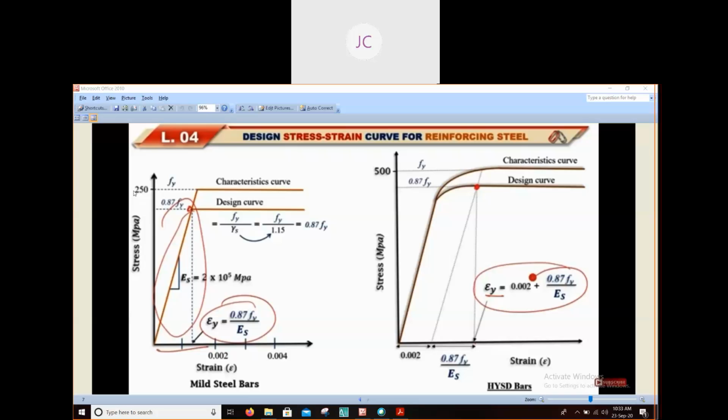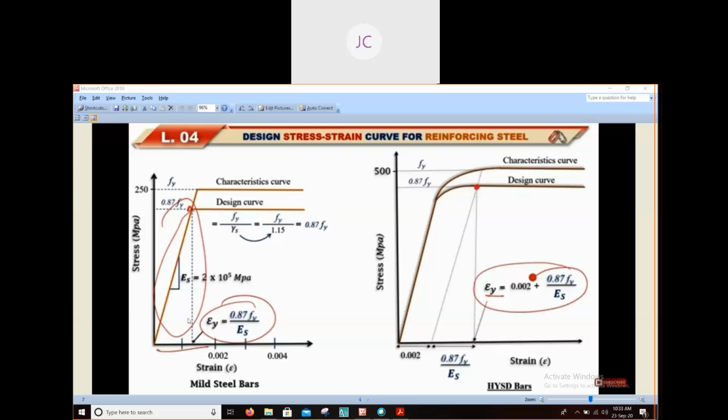This axis represents stress, this represents strain. So you are increasing the load this much. For mild steel, that means Fe 250, 250 means 250 Newton per millimeter square. So whenever you are applying 250 Newton per millimeter square, at this point you will get a strain of this much. You can find out this value by this formula.